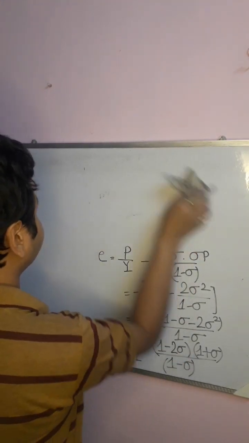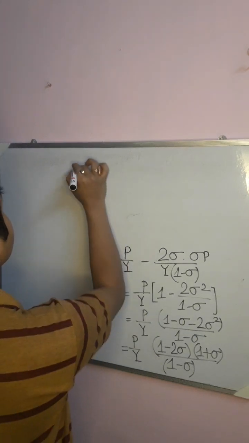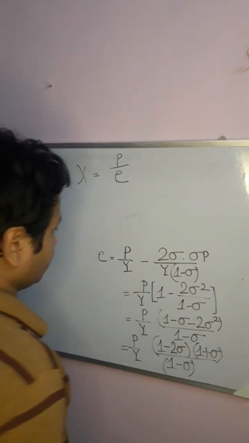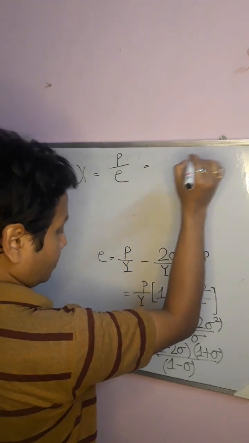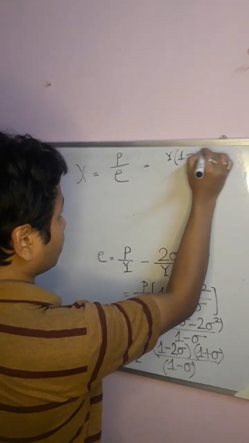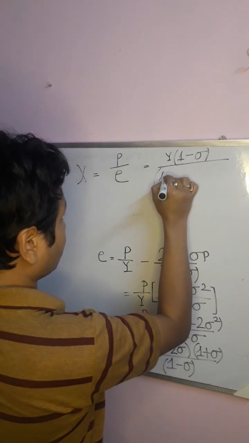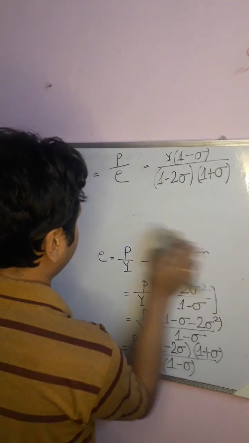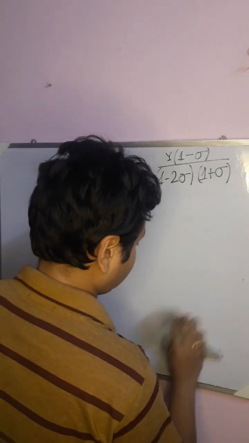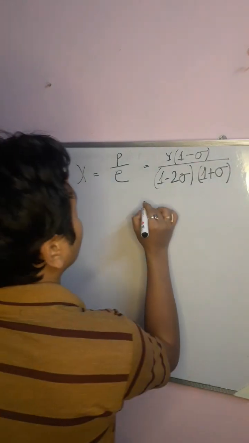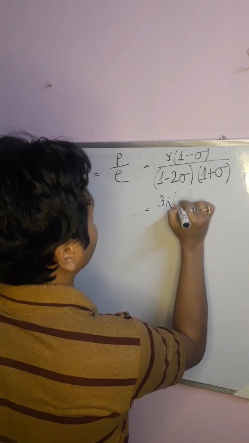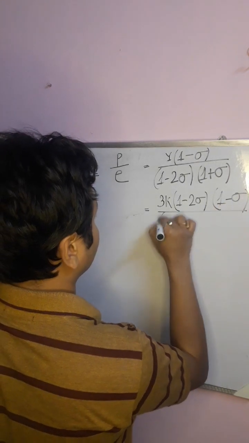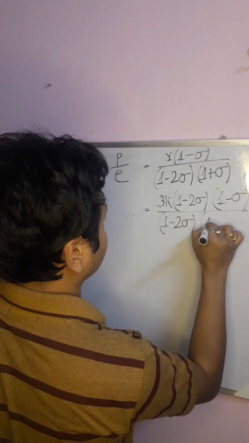Now what will be the axial modulus along the x-axis? That is the applied force per unit area along the x-axis, P, divided by the strain, that is P by E. So my P by E will be Y into (1 minus sigma) by (1 minus 2 sigma) into (1 plus sigma). Now we know another relation, Y equals 3k into (1 minus 2 sigma). So the factor 1 minus 2 sigma and 1 plus sigma cancel.